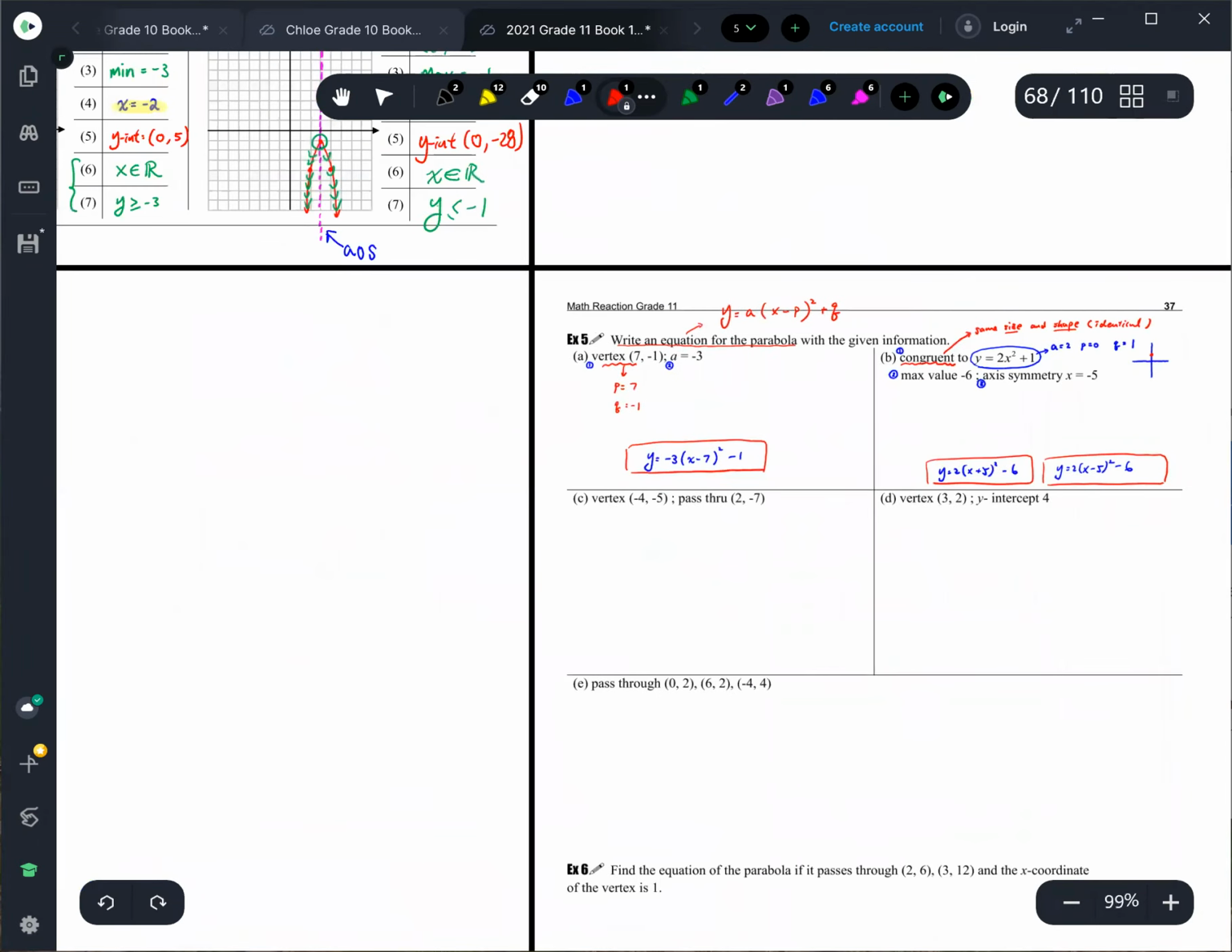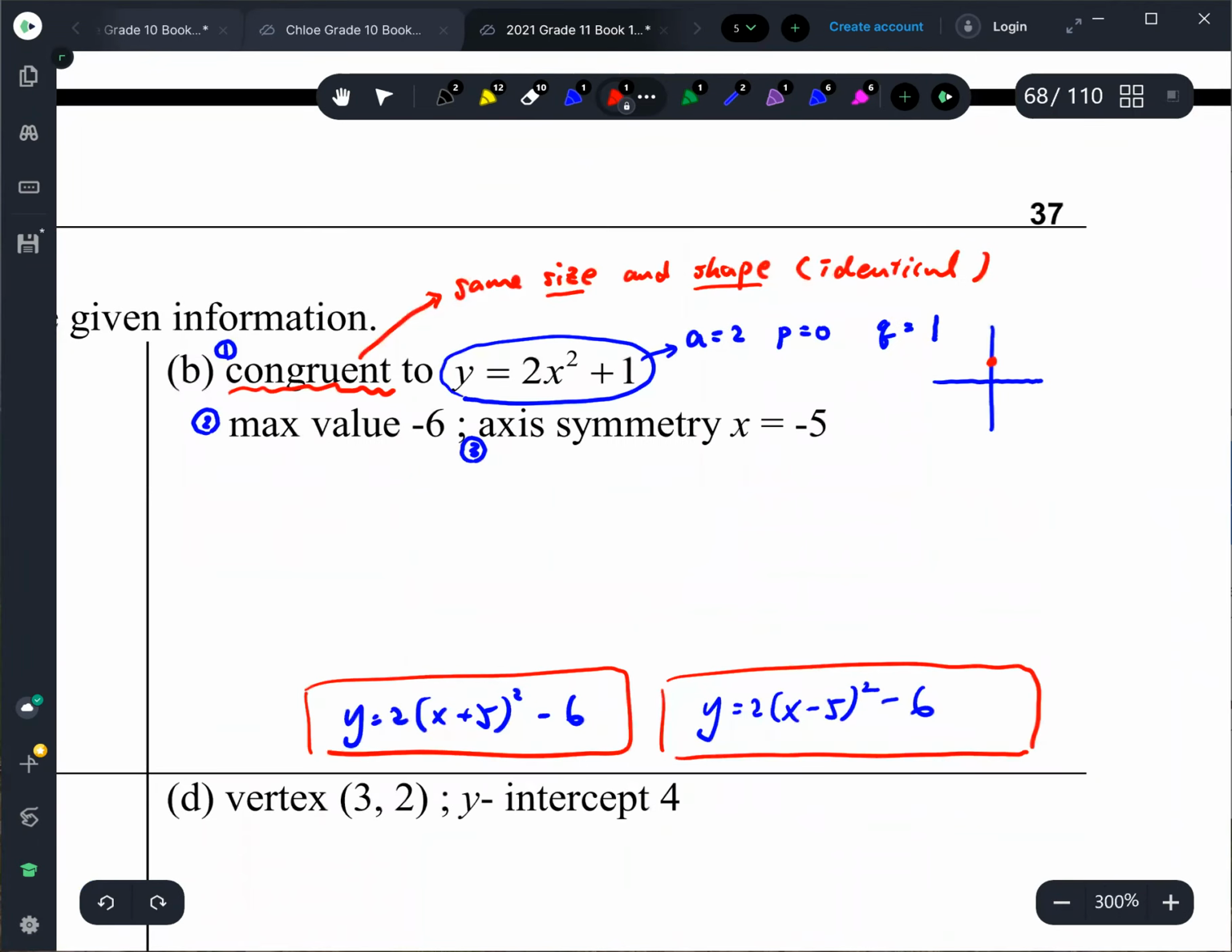Can you look at this equation now? Y equal to 2x squared plus 1. Is that open up or down? Oh, that's open up. Because? Because 2 is greater than 0. That's right, okay? So we have an open up and it's vertically expanded by 2, right? So skinny, right? Open up. So the graph that we are trying to catch should have the same size and shape as this one. Okay? Congruent to this one.